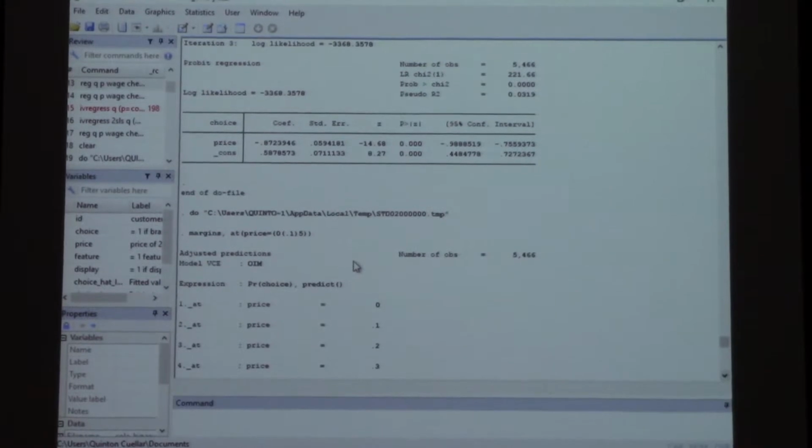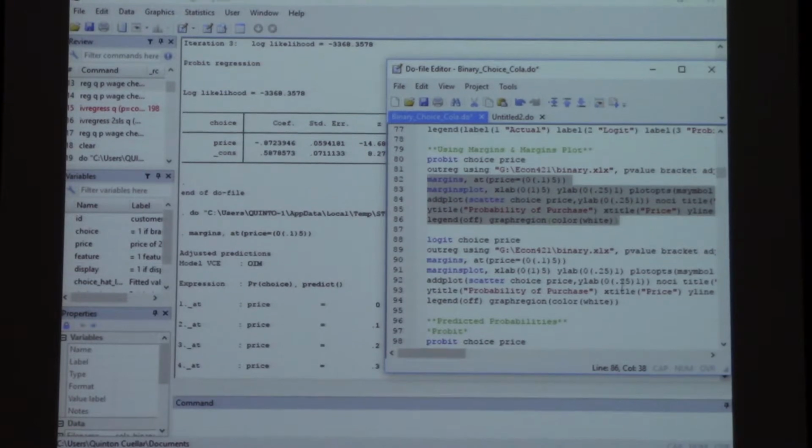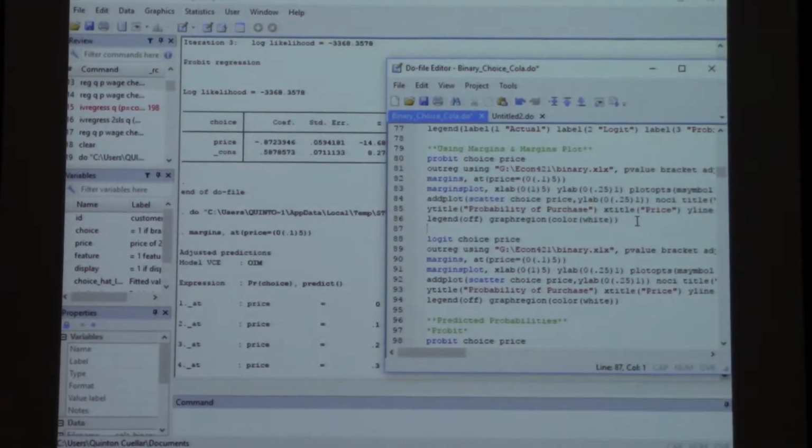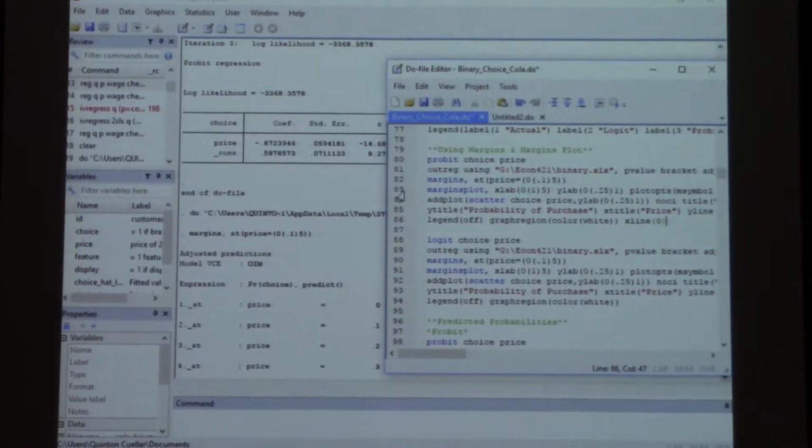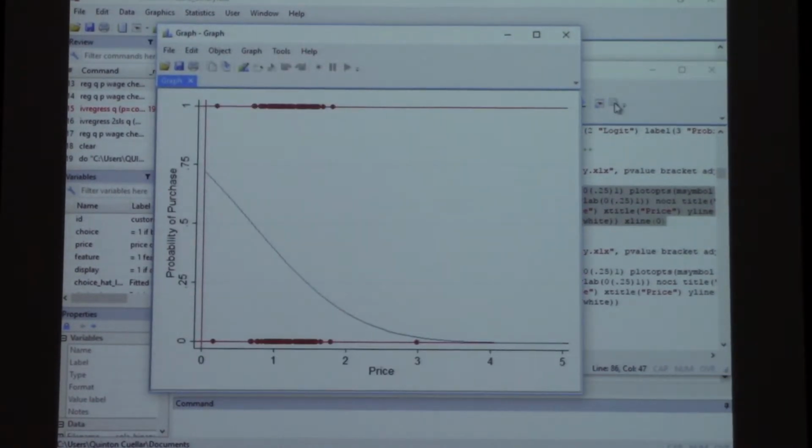Can you insert a horizontal line on the graph to kind of show where the 0 would be? Yeah, you can try. So let's just do x line, and then margins plot. Margins plot only works after margins.